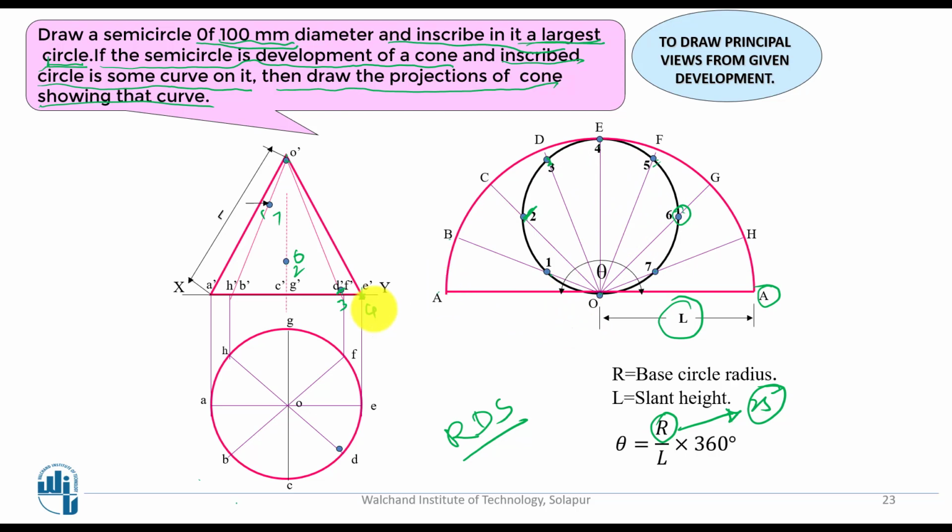Those points you are going to be transferring here one by one. Give the corresponding namings as 1, 2, 3, 4, 5, 6, 7, and 8 will be this particular point. 8 is here. So all the points are transferred here. Now you are expected to join these points with a smooth curve. You will get the position of this line, the circle, in the front view. This curve you are going to be getting here.